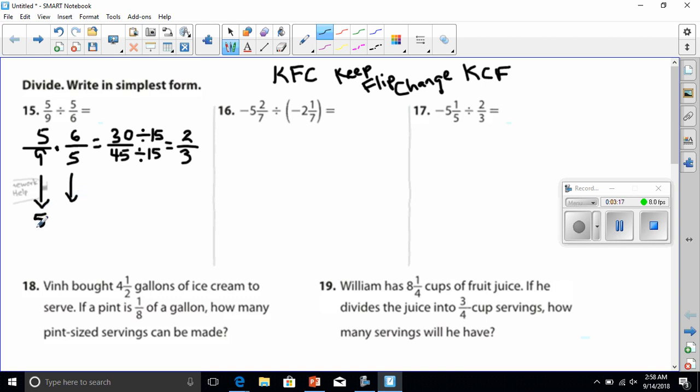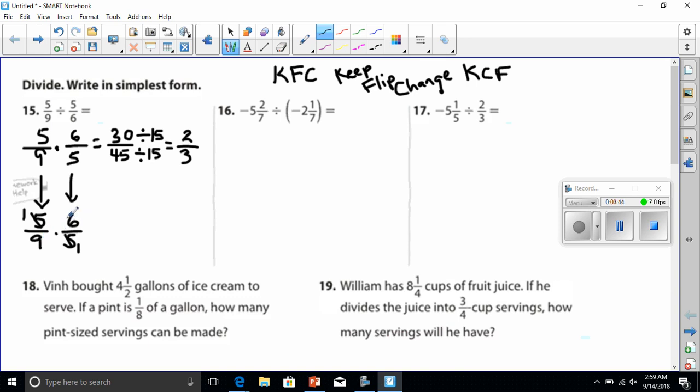Now, if I use the butterfly method, let's just rewrite this problem down here using a different method. I had 5 over 9 times 6 over 5. The butterfly method allows me to eliminate a lot of my work later. Watch. I see that I have 5 across, so I'm allowed to slash the 5s out because both of them are divisible by 5. 5 divided by 5 is 1. So I would have 1 now there instead of 5.